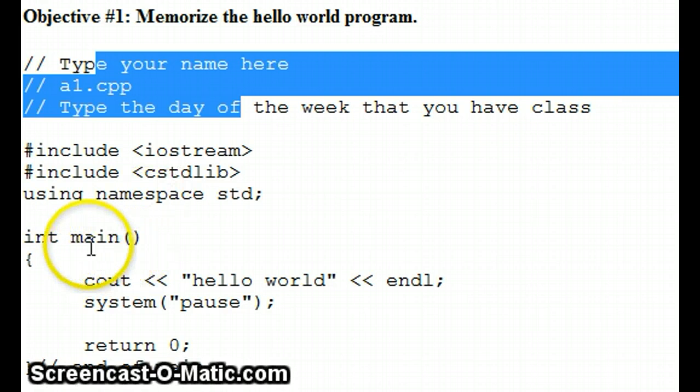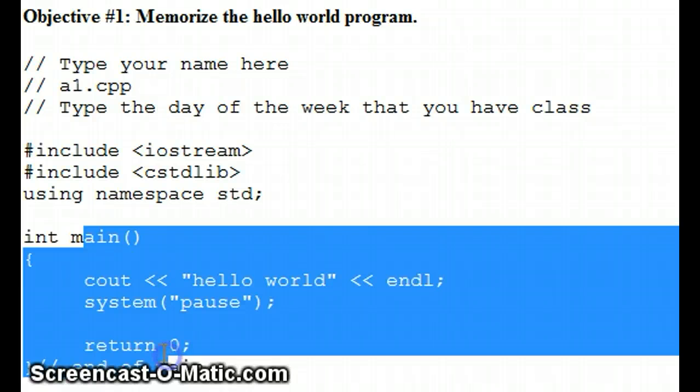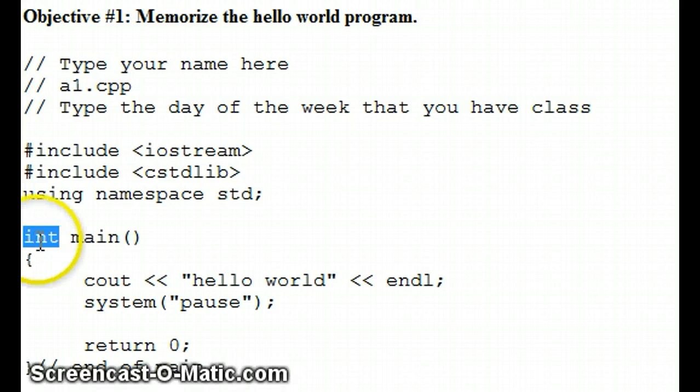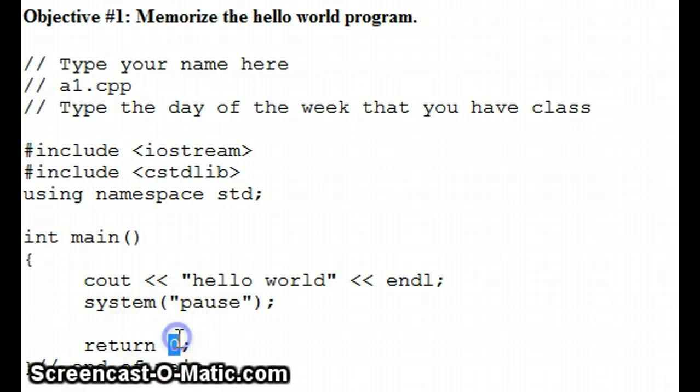The rest of the program here is a function. The name of the function is main. It takes no arguments in the parentheses, and int is short for integer. The keyword int matches up with the 0 that you're returning at the end of your function. We'll study that more later this semester.